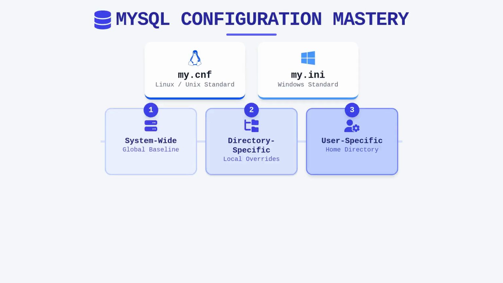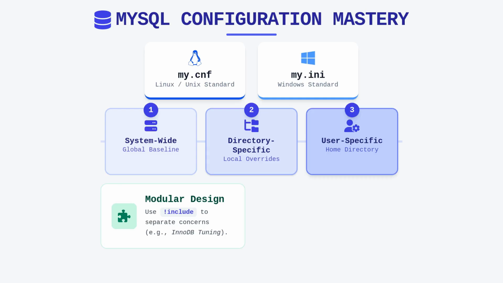Within these files, you can utilize the include directive to pull in separate configuration files, which is an excellent practice for keeping your environment clean, modular, and maintainable. Imagine you have a main CNF file that handles generic paths, and you use an include statement to pull in a separate file specifically for InnoDB tuning parameters. This separation makes it vastly easier to manage settings across multiple instances or environments.